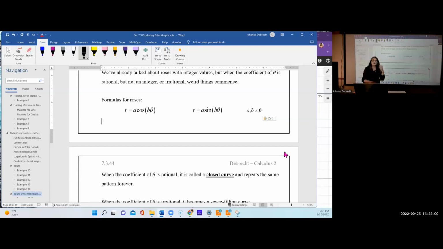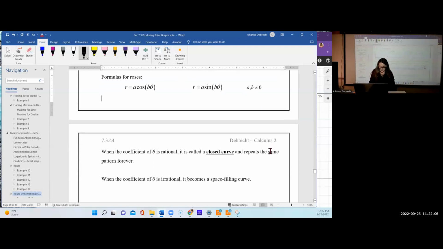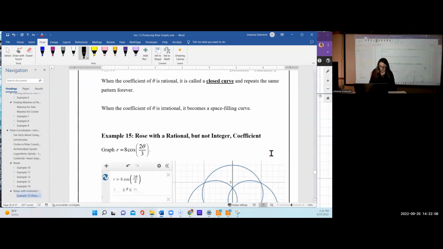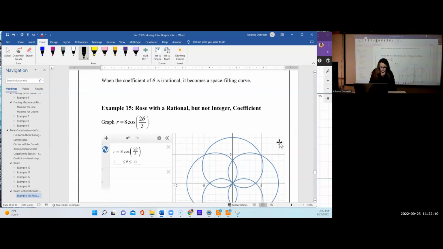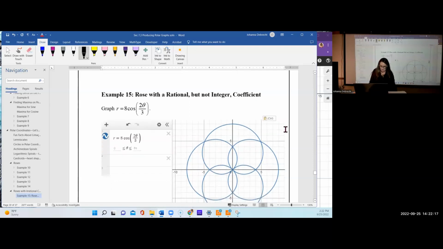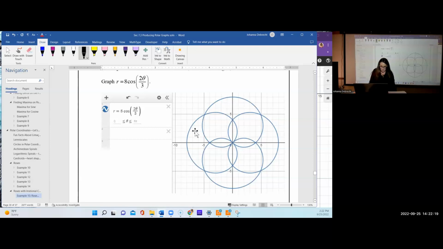Now, what it does is it repeats the same pattern over and over again, forever and forever, but they aren't exactly petals. Instead, it resembles a different kind of a rose, all right? And when the coefficient of theta is irrational, it actually fills up the space and is called a space filling curve. So here's an example of one. This is one where we have a rational coefficient of theta.